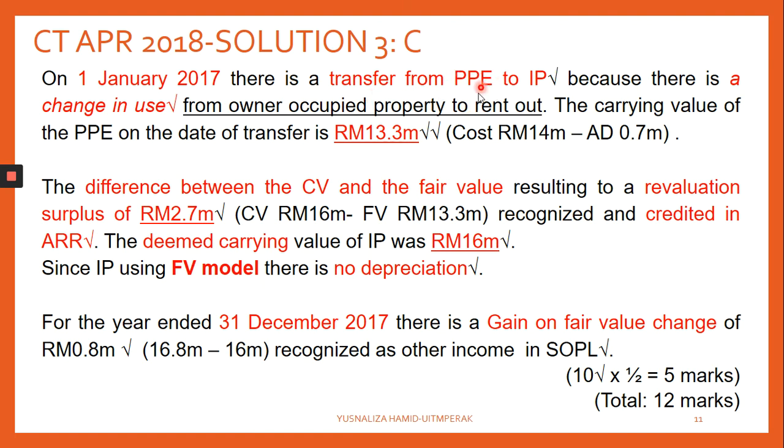Transfer must be stated correctly, which is from PPE to IP. You may also come across a transfer from IP to PPE. The carrying value of the PPE on the day of transfer is 13.3. How do we get that? I've already shown you, 14 million minus 0.7. But you must show these workings in the sentence of your accounting treatment explanation. The difference between the carrying value and the fair value is 2.7. Show the working, 16 million minus 13.3.